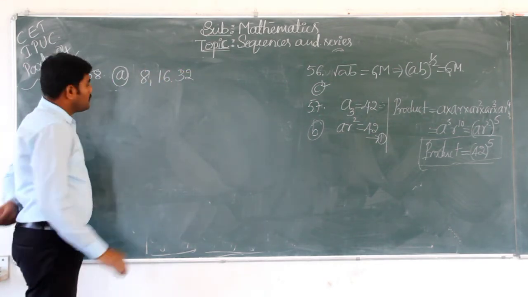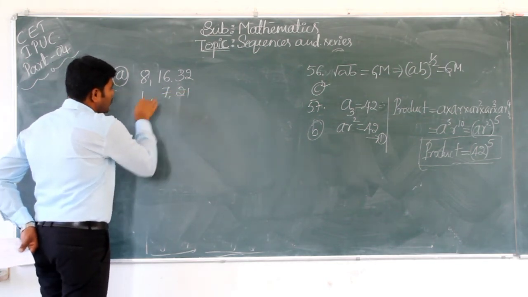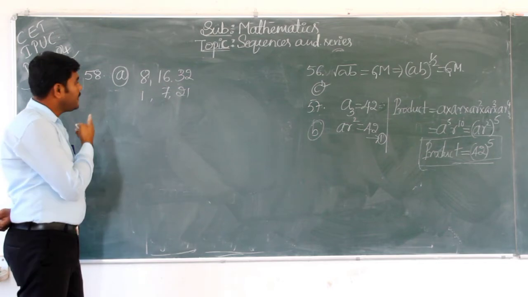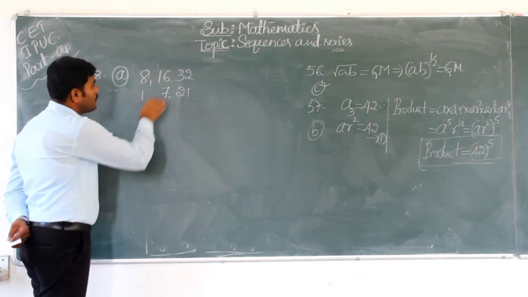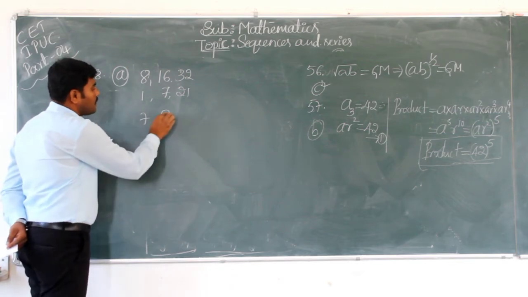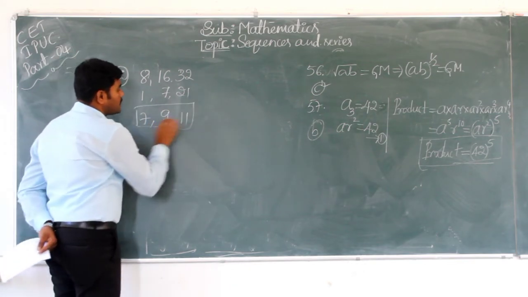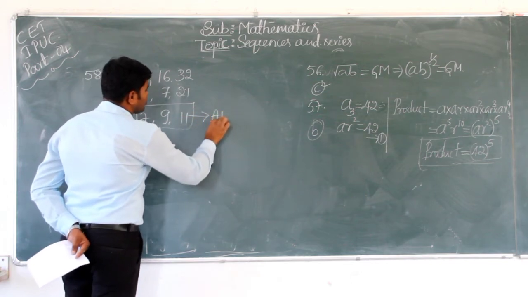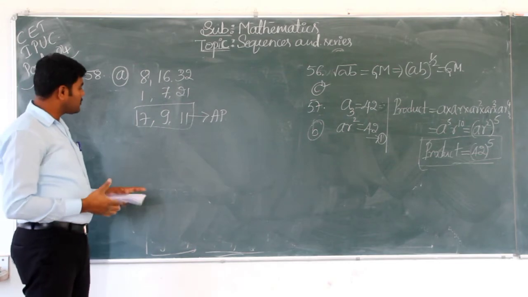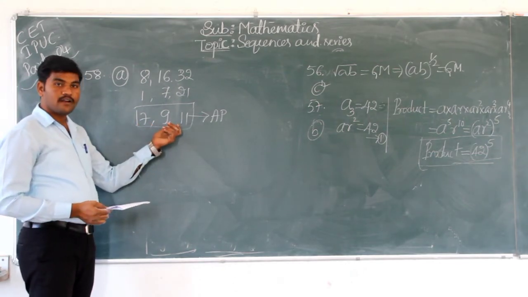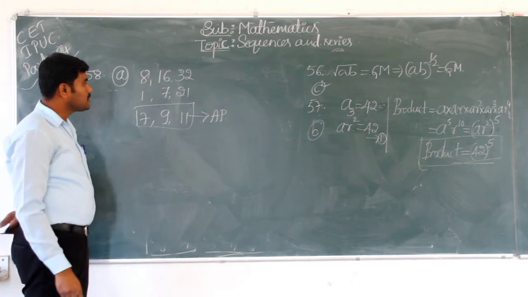What you have to do now is subtract the numbers 1, 7 and 21 in order. Subtract 1 from 8, the result is 7. Then 9, then 11. See, these numbers represent an arithmetic progression. In an arithmetic progression, you know the difference must be the same. 7 to 9 difference is 2, 9 to 11 difference is 2. Therefore, option A is correct.